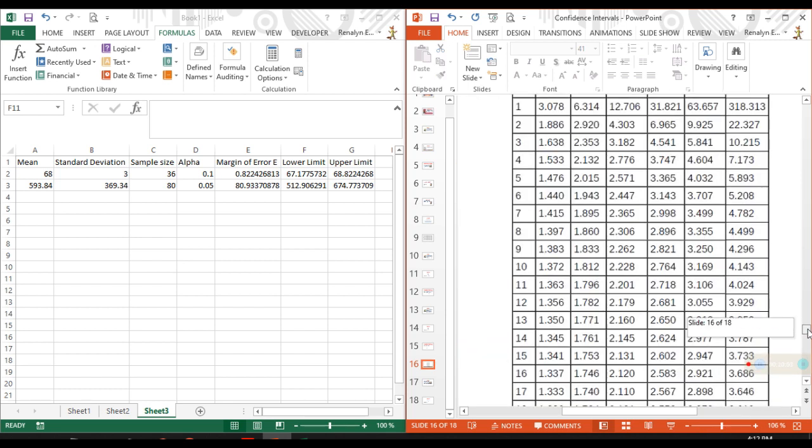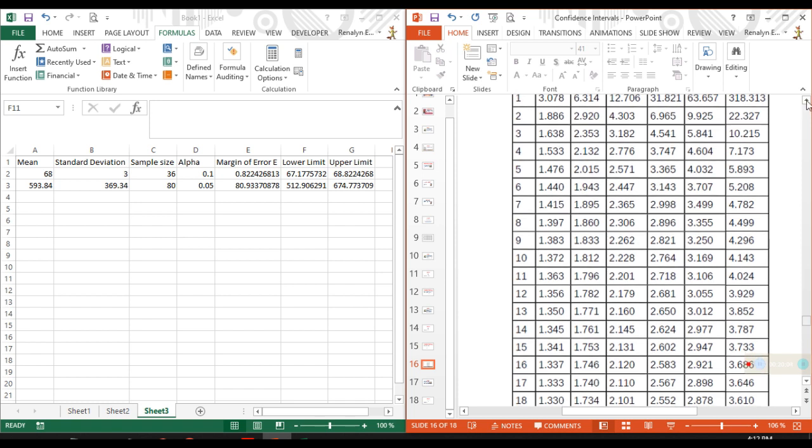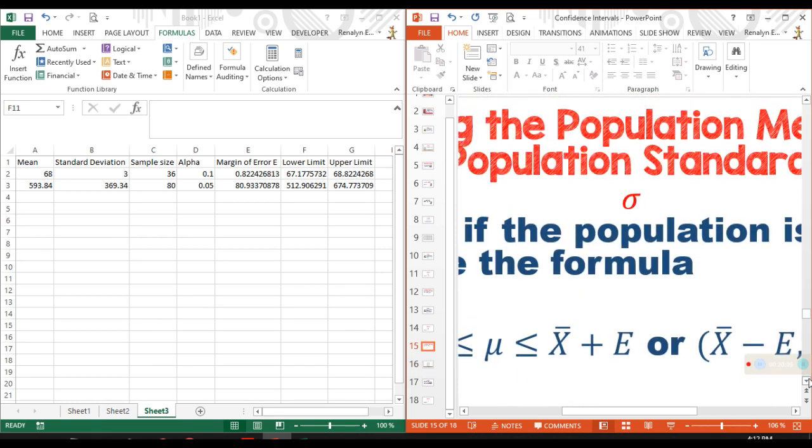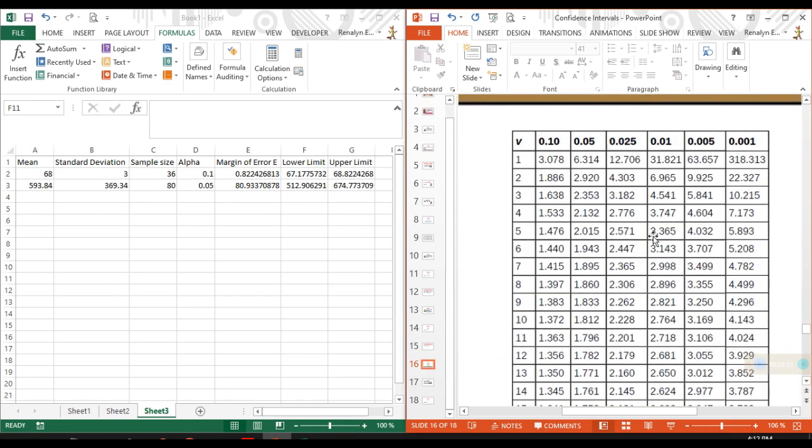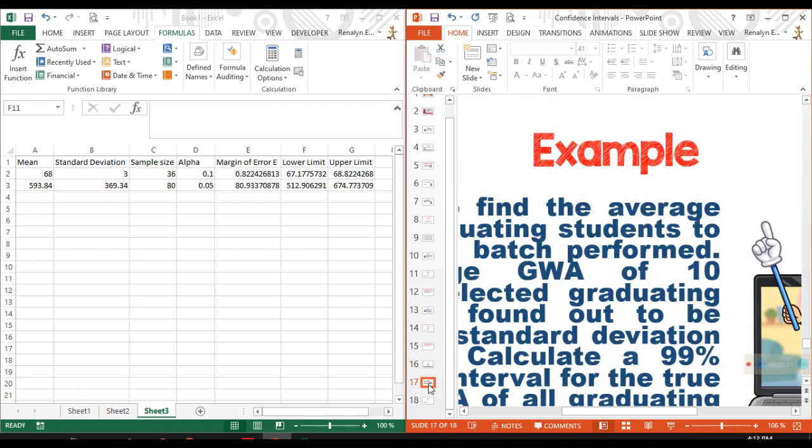Ayan. So, ito si V. Dito nyo ilo-look up yung n minus 1 nyo. And then, ito naman yung mga T alpha over 2. Take note ha, hindi basta meron kayong alpha, yun na yung ilo-look up nyo dito. I-divide nyo pa siya by 2. So, to make it even clearer, let's look at the example.